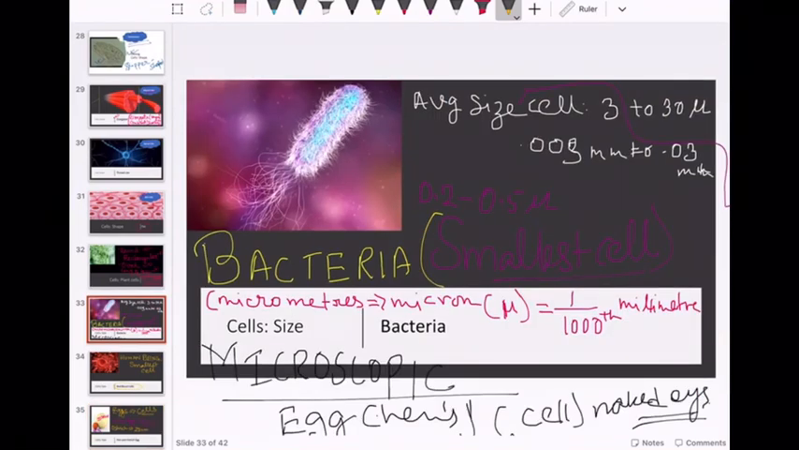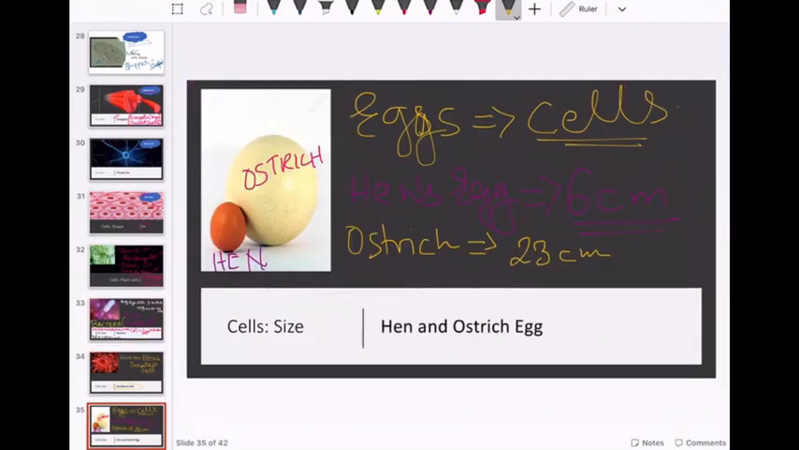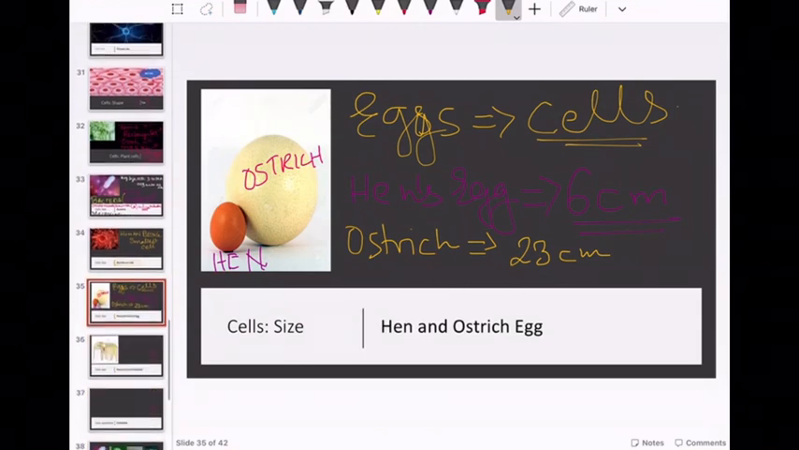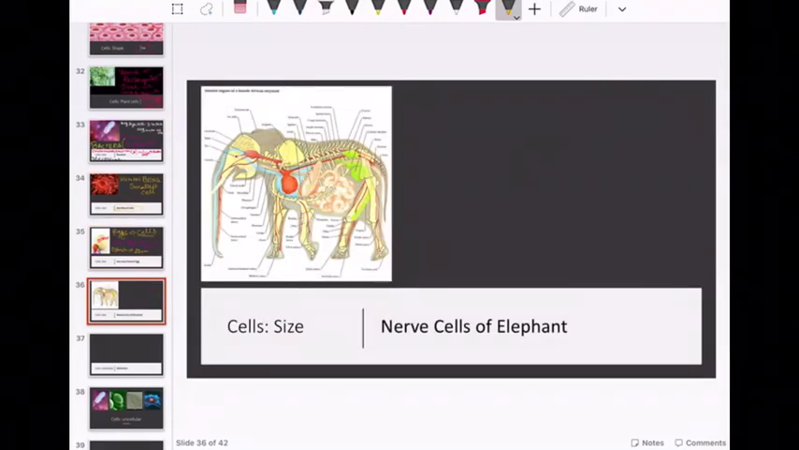So you can see, as compared to a bacteria cell, which is 0.2 micron to 0.5 micron, this is so easily seen through our naked eye without a microscope. We do not need a microscope to see an egg that we eat, a hen's egg.